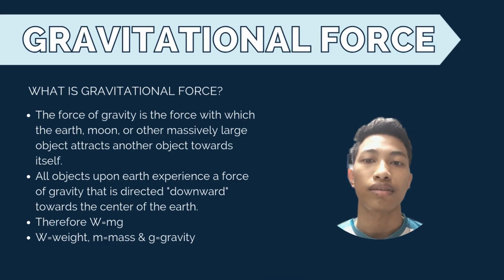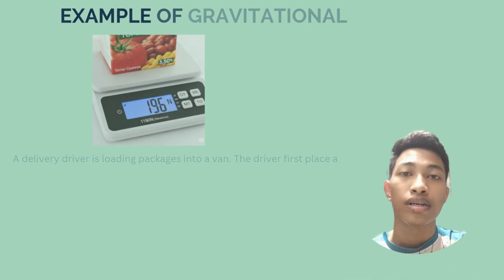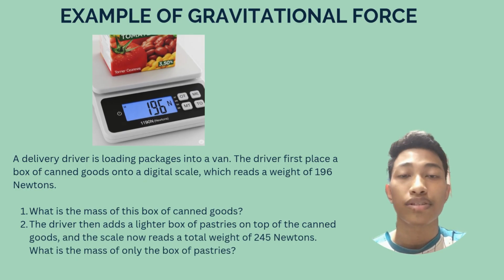Gravitational force is the force of gravity by which the Earth, Moon, and other massively large objects attract another object towards itself. All objects upon Earth experience a force of gravity that is directed downward towards the center of the Earth. So we have a formula to calculate the weight, which is weight equals mass multiplied by gravity. Now let's take a look at an example of gravitational force.